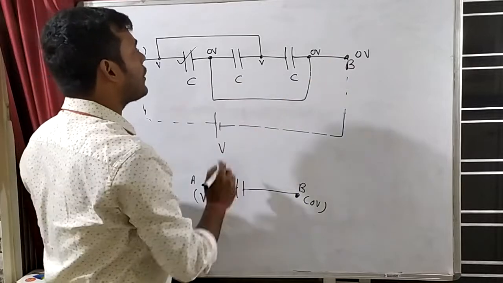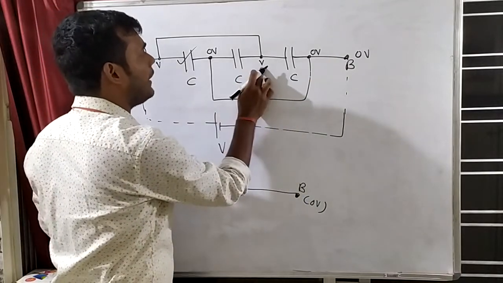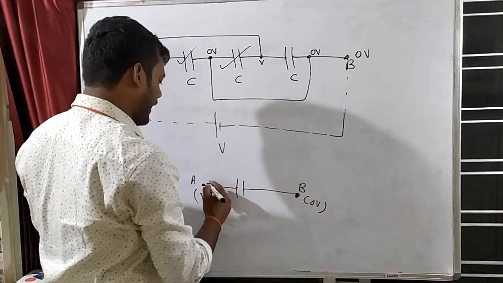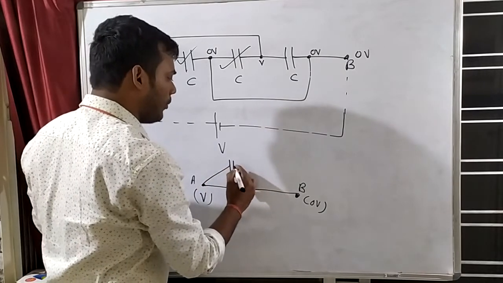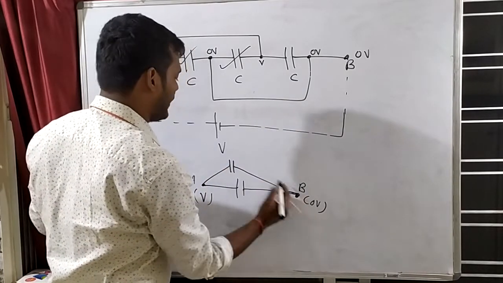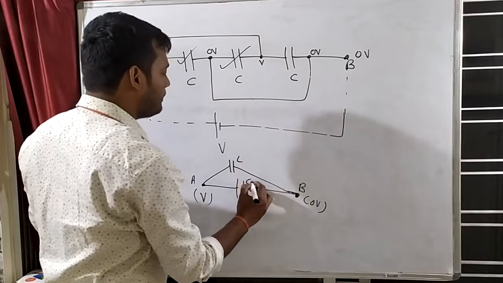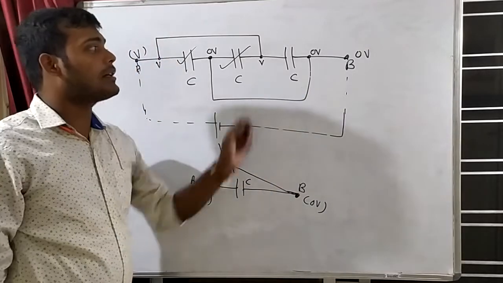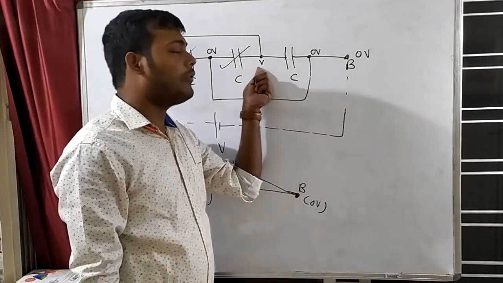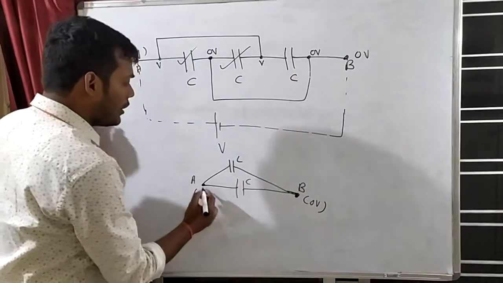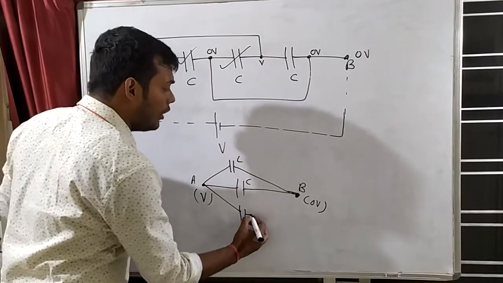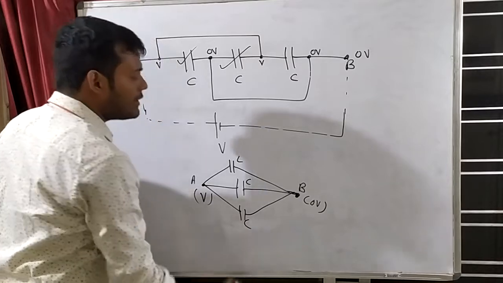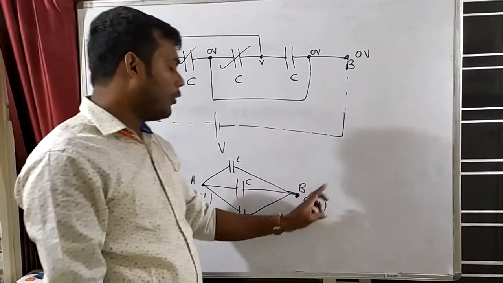This capacitor is also connected between 0 volt and V volt. So I will connect a capacitor like this. Clear? Now see this capacitor. This capacitor is also connected between V volt and 0 volt. So I will connect this capacitor also, and this capacitor will be also C, connected between V volt and 0 volt.